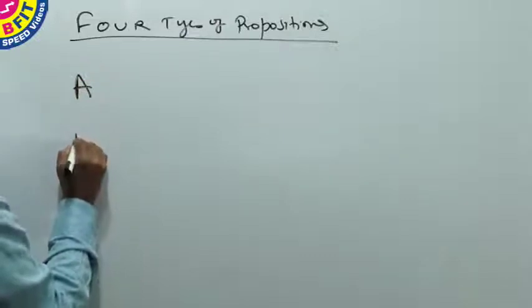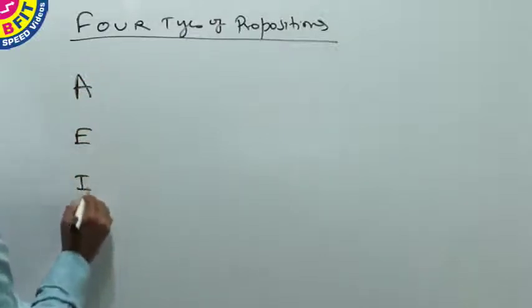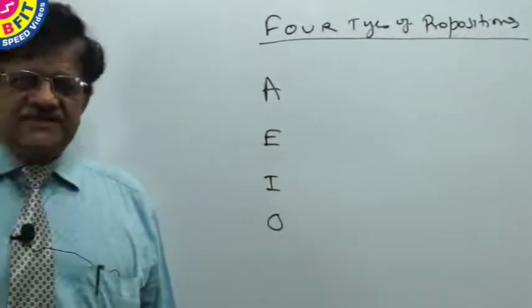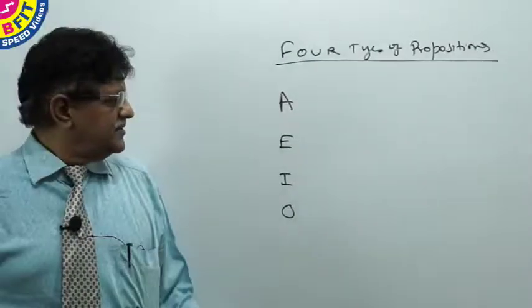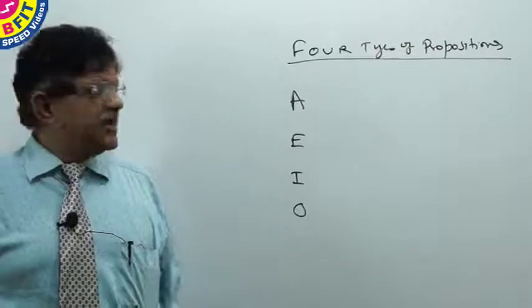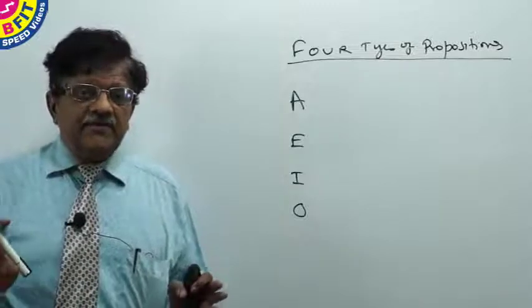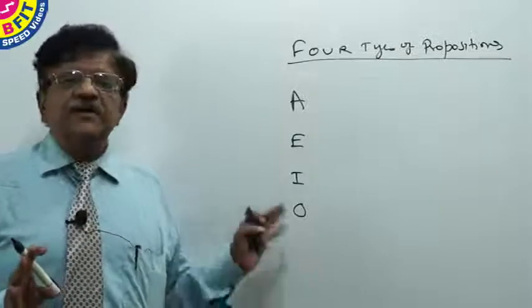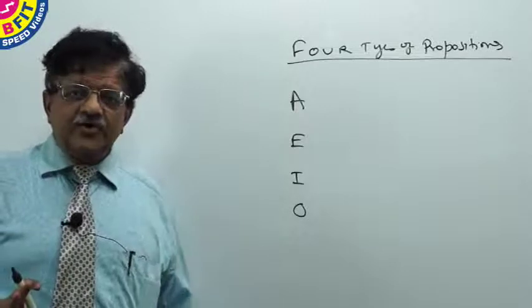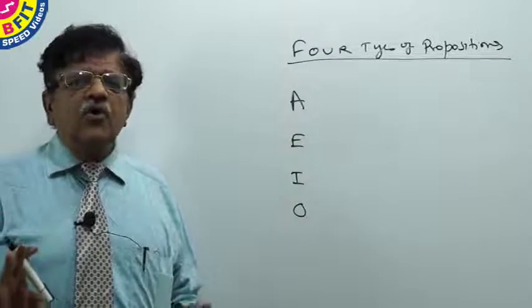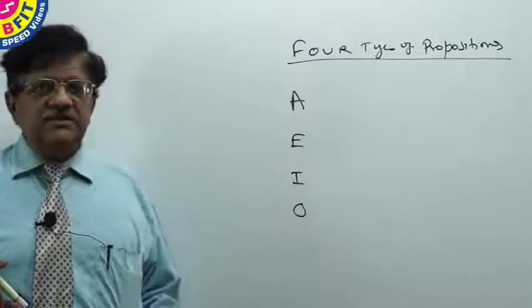They are A, E, I, O. You must have heard of this A, E, I, O somewhere. What are they? They are the vowels. A, E, I, O. U is not there, fortunately. There are only 4 types of logical statements. We don't have a 5th type. Even with this we have enough confusion. So suppose we had 7 types or 20 types of logical propositions, we would have gone mad. So please remember, there are only 4 types of logical propositions.